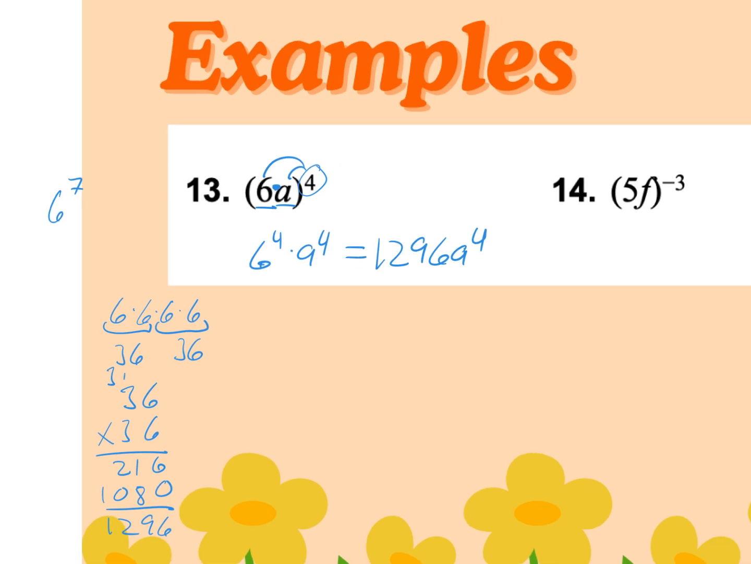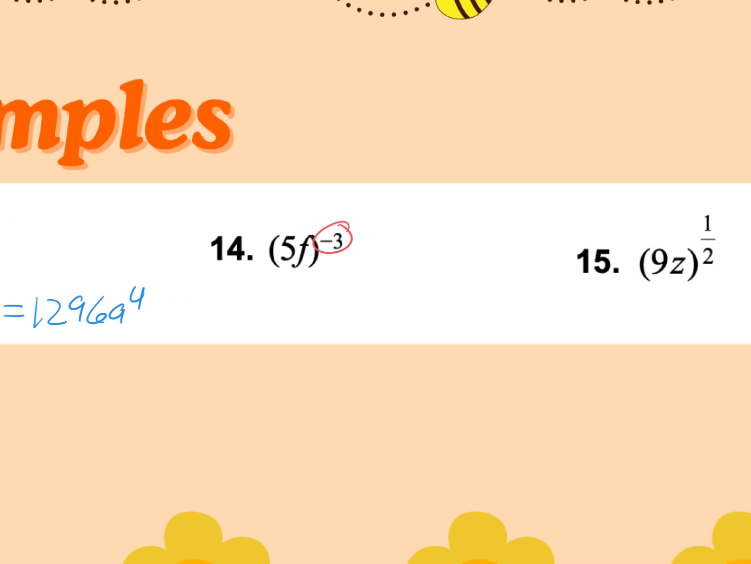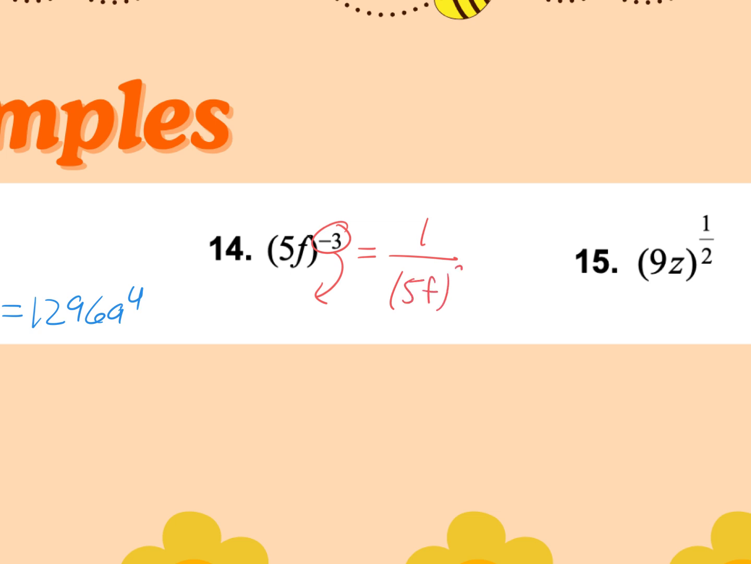All right, so let's do the same thing with number 14, right? So a couple things that you could do here. You could either distribute this exponent first, or you could take care of that negative first. I personally like to take care of the negative first because that's the thing that I find is most overlooked by the students. So I would first get rid of that negative exponent by bringing this whole thing to the bottom. So it becomes 1 over 5f to the 3rd power.